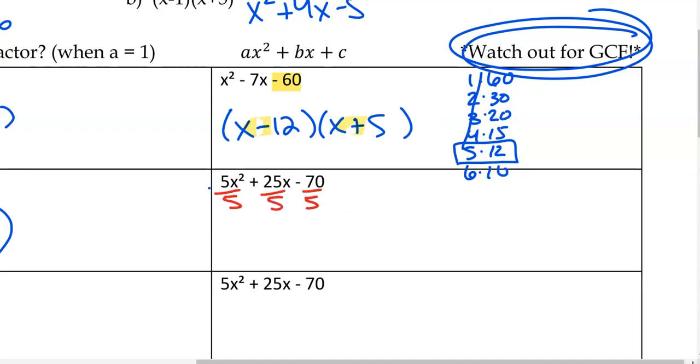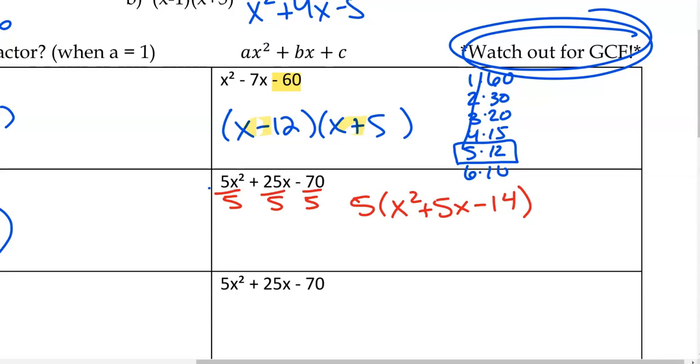Does that mean 5 just disappears? No, it's just going to be in front of everything, okay? So what is in my parentheses now? Minus 14. Yep.